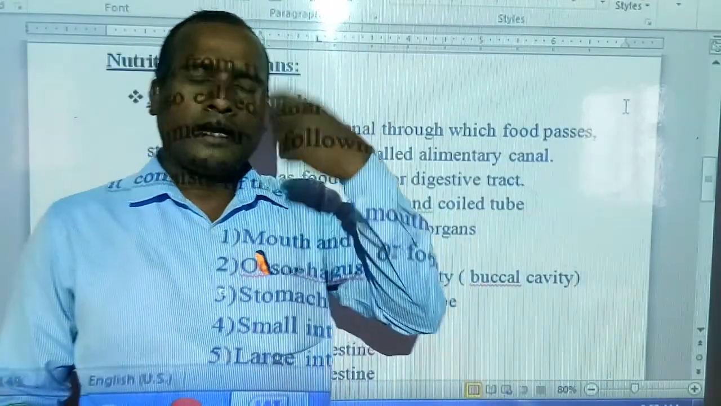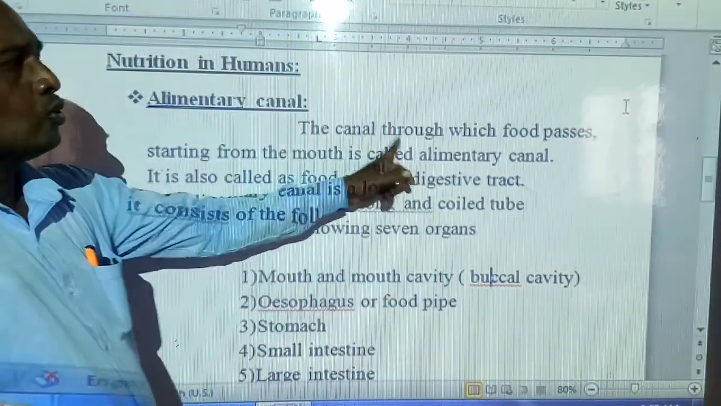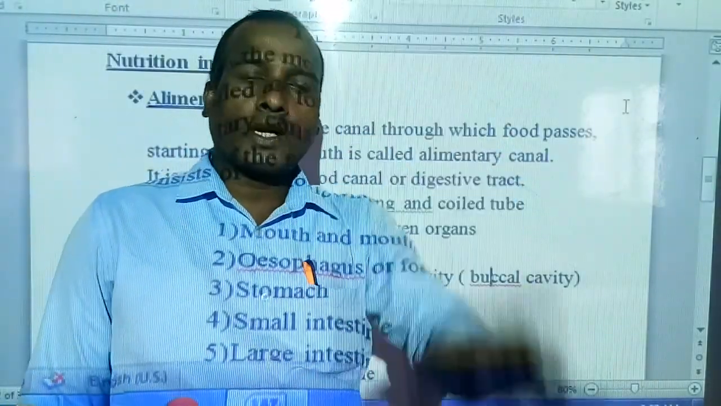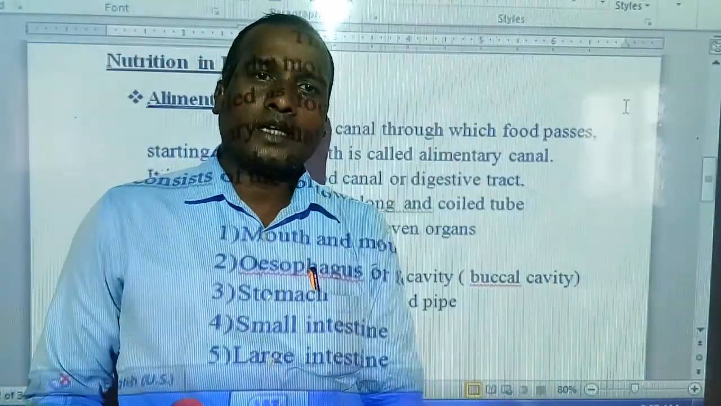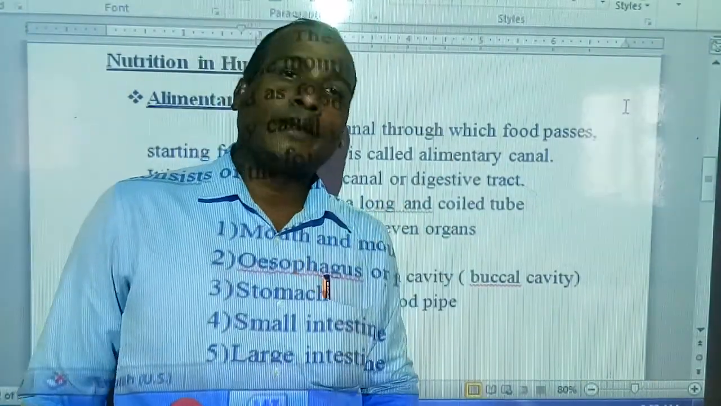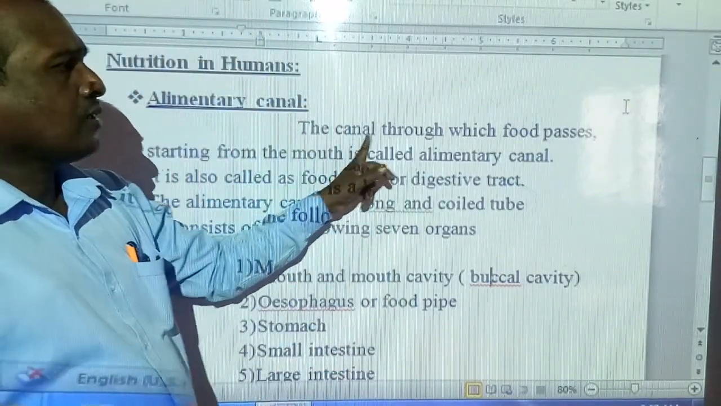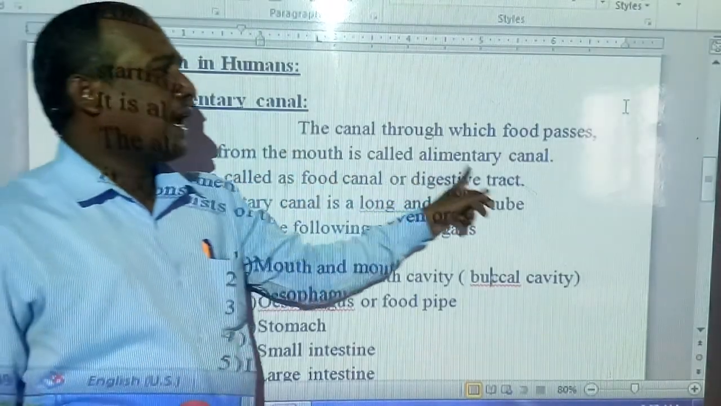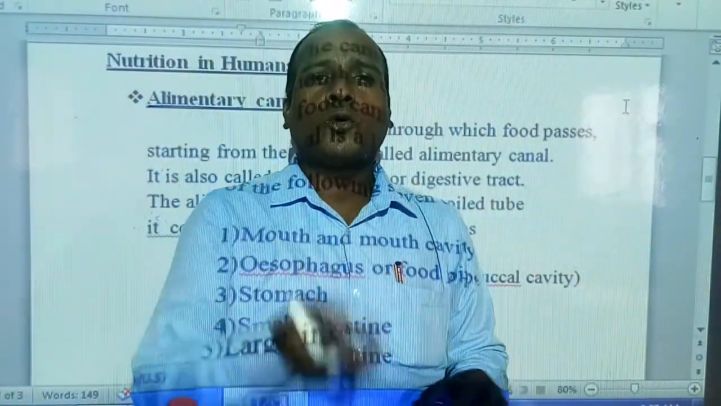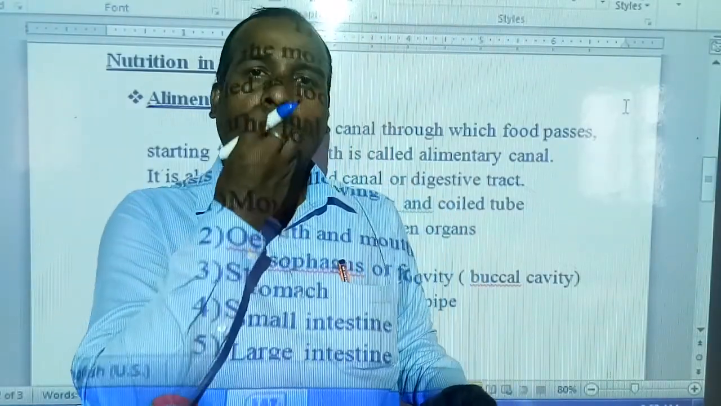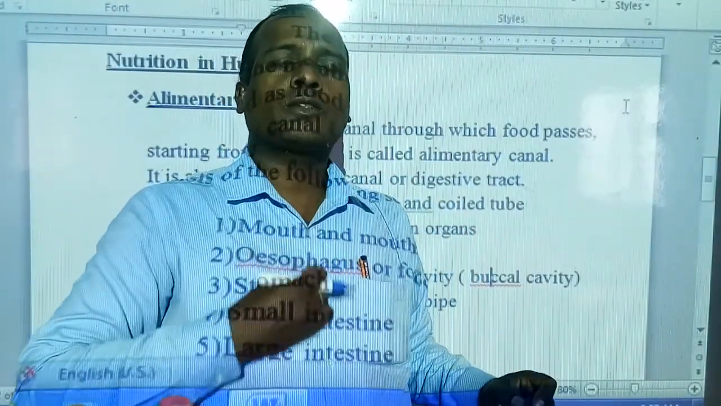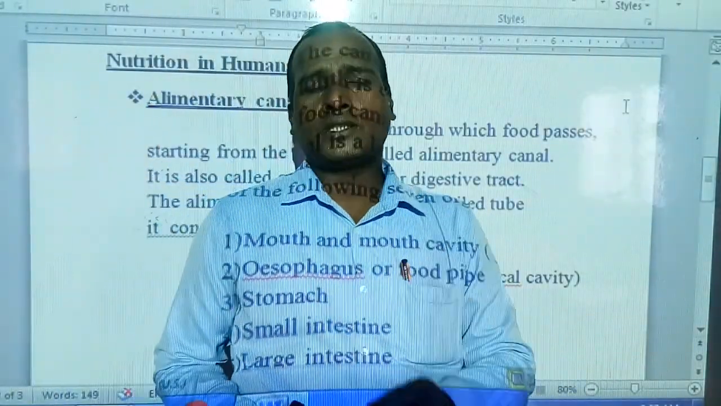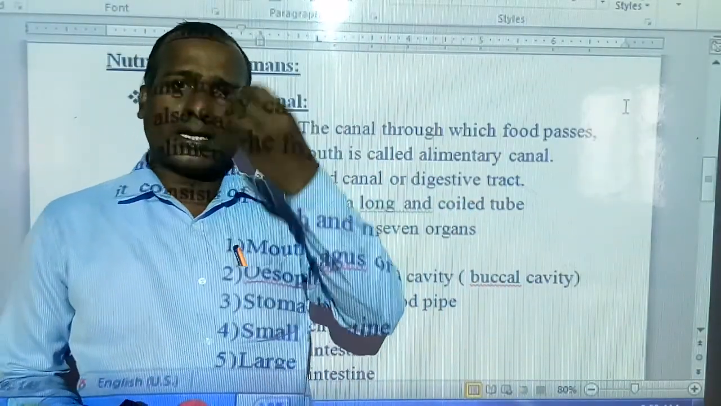So the alimentary canal means the canal through which food passes. It is like a route, a food pipeline, one canal, called the alimentary canal. The canal through which food passes, starting from the mouth, is called the alimentary canal. We do not eat food through the nose, we eat from the mouth. So from here it starts and the food goes along it.